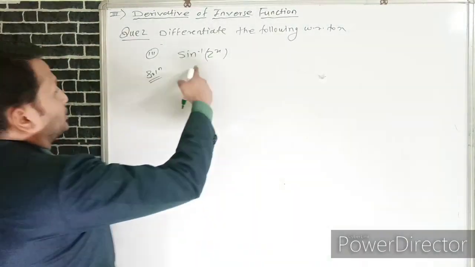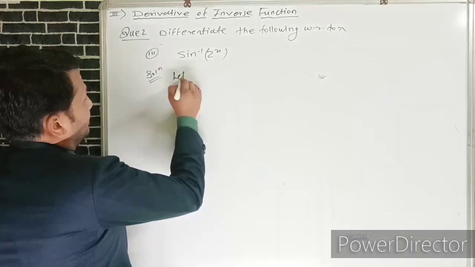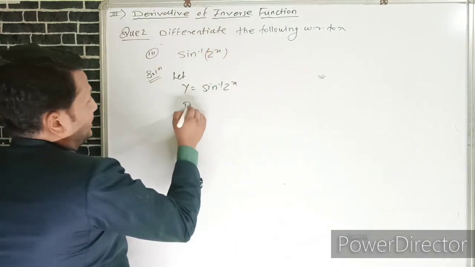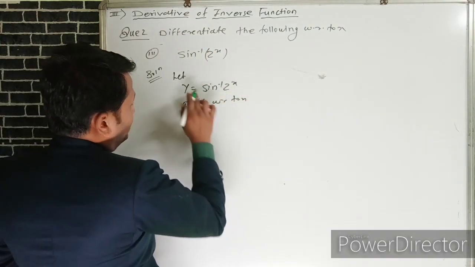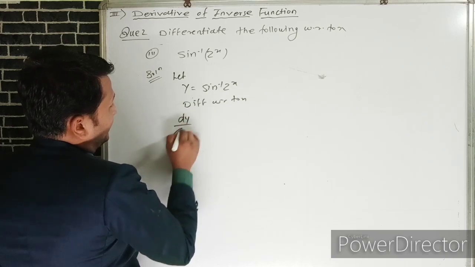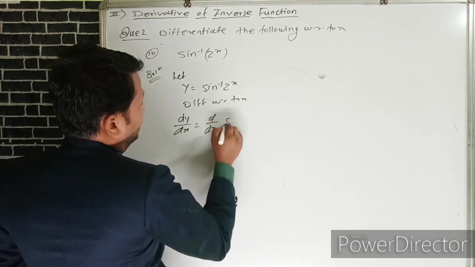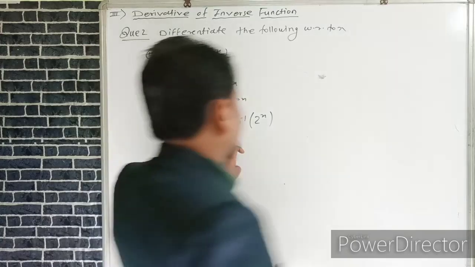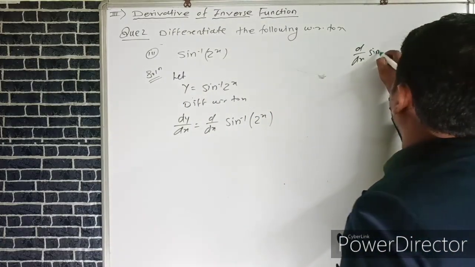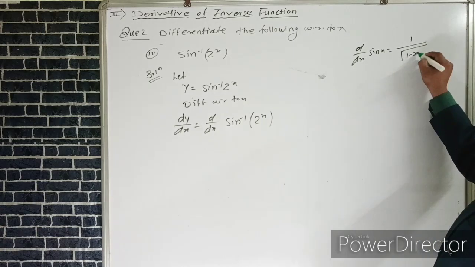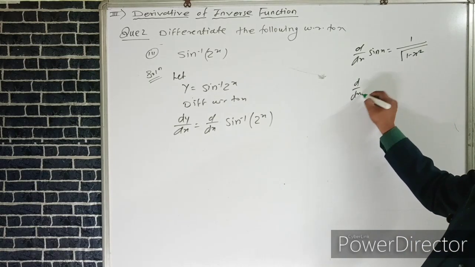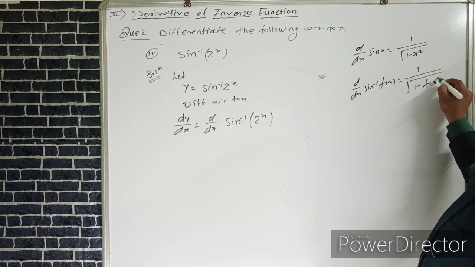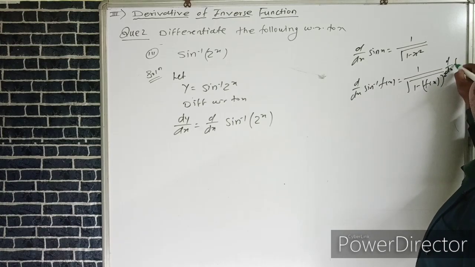Next one, sin inverse of 2 raised to the power x. First we consider, let y is equal to sin inverse of 2 raised to the power x. If we differentiate the given function with respect to x, then we can write the derivative of y is dy by dx. And again we have to find the derivative of sin inverse of 2 raised to the power x. We know that the derivative of sin inverse x is equal to 1 upon under root of 1 minus x square. Again the derivative of sin inverse of f of x is equal to 1 upon under root of 1 minus f of x bracket square, into again the derivative of f of x.